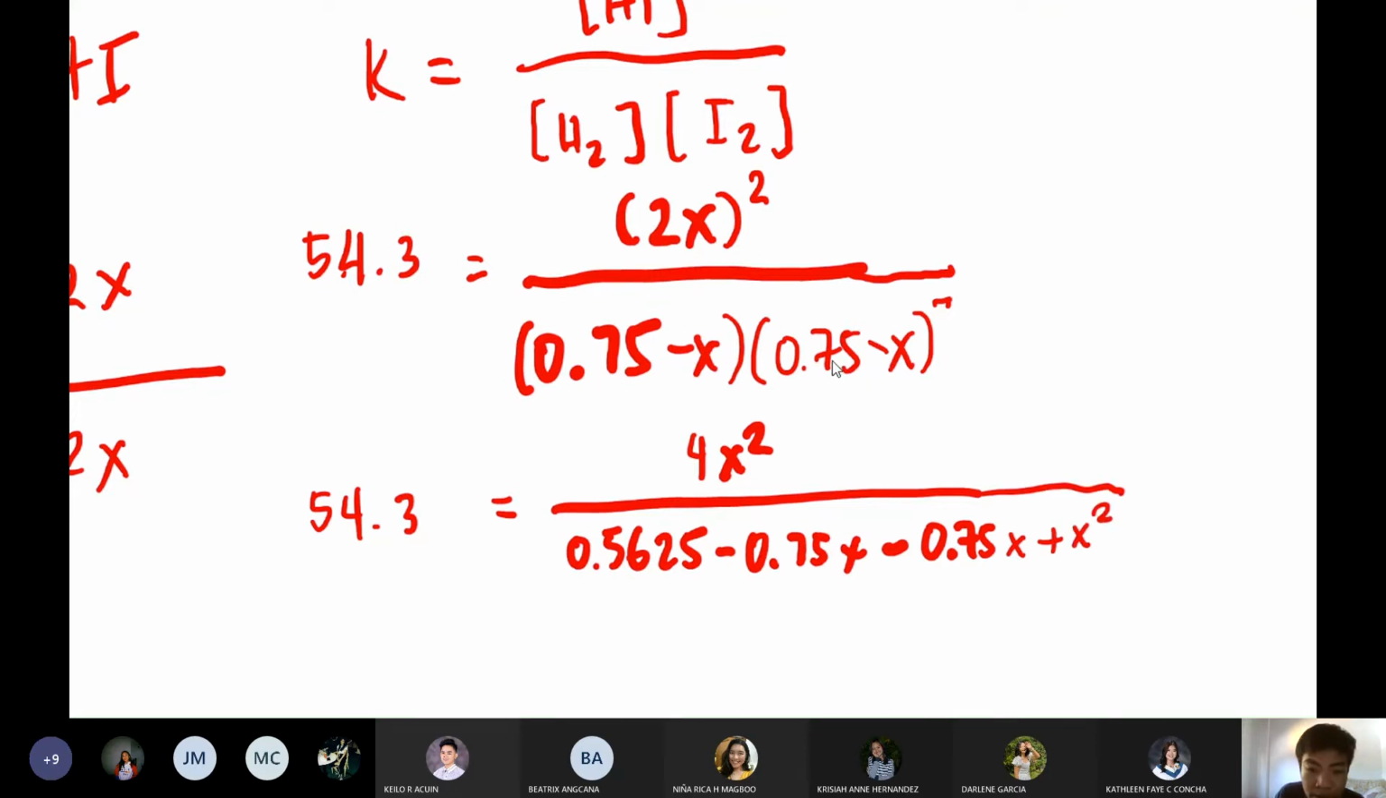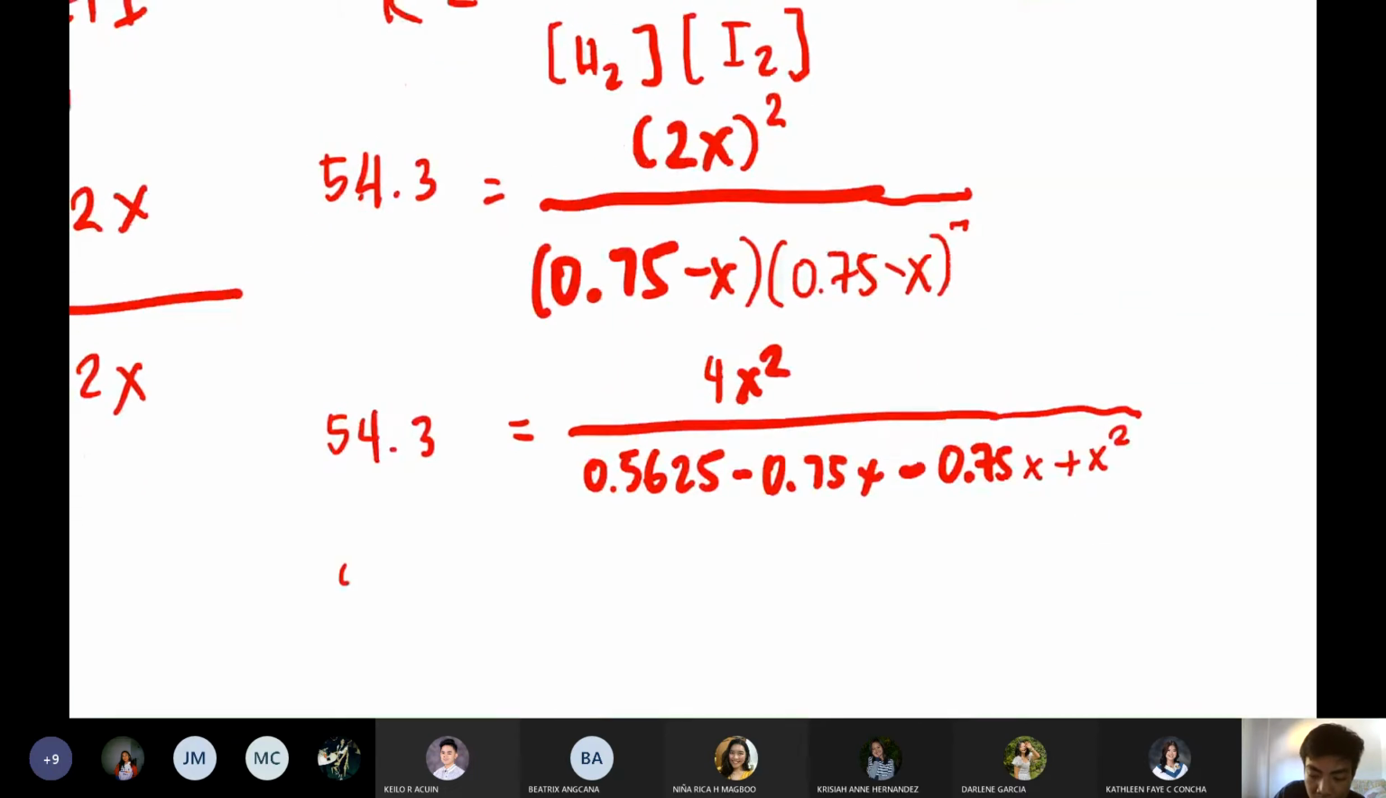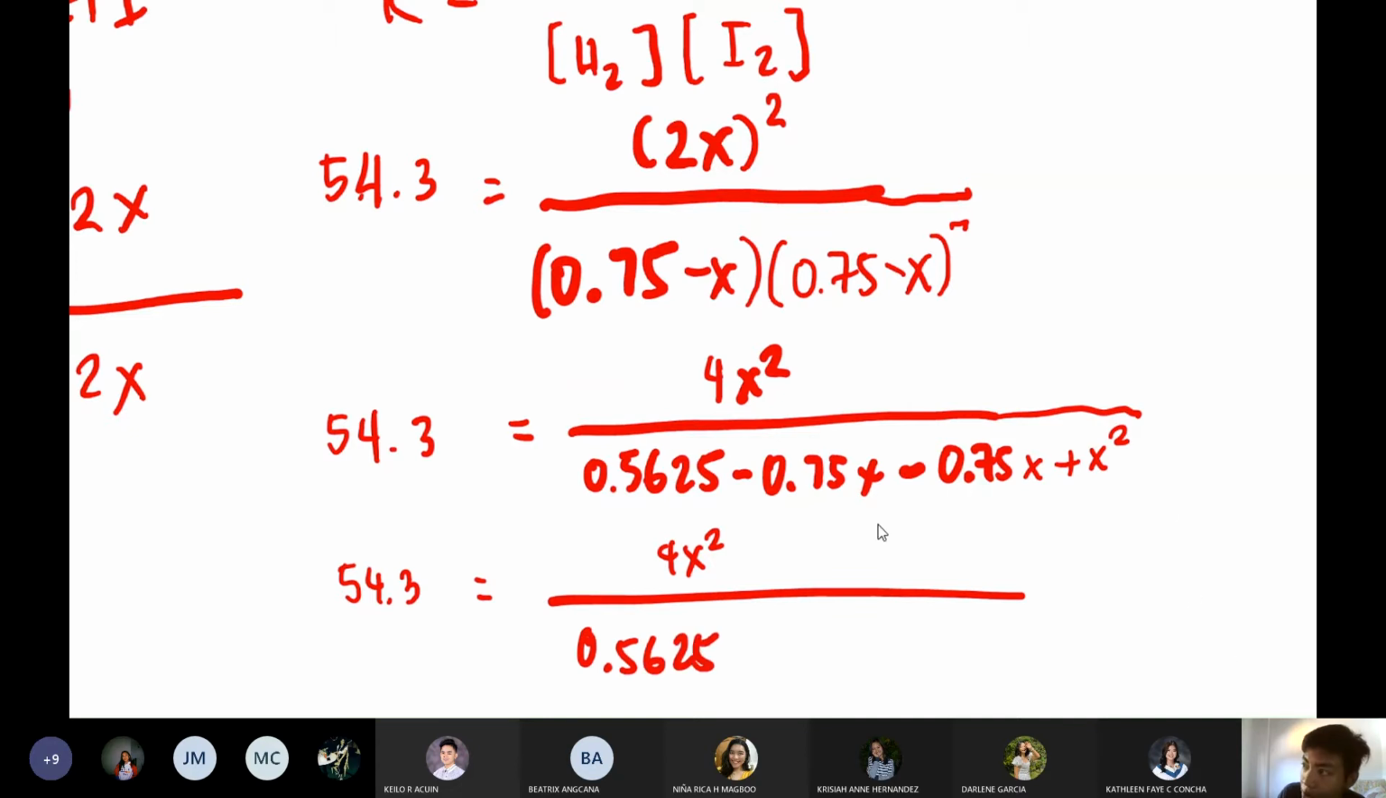Okay, so you do the FOIL method when you encounter this type of question here. Okay, so do the FOIL method, you have this. Okay, you simplify the equation. So 54.3 equals 4x squared divided by 0.5625. You have 0.75 minus that. So negative 0.75 minus 0.75. That will be negative 1.5x plus x squared. What's next?